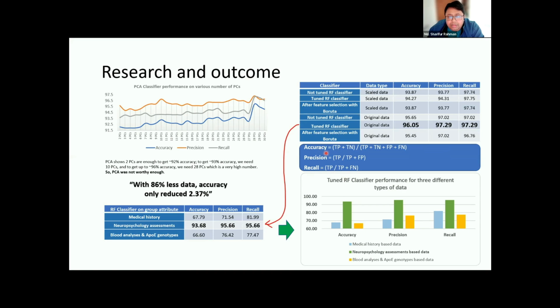With the accuracy indicator, we judge the true positives and true negatives over all the tests. With the precision, we have the true positive over the true positive and the false positive. And with the recall, we measure the true positive over the true positive and the false negative. So in our case, in Alzheimer's disease detection, accuracy and recall are very important.